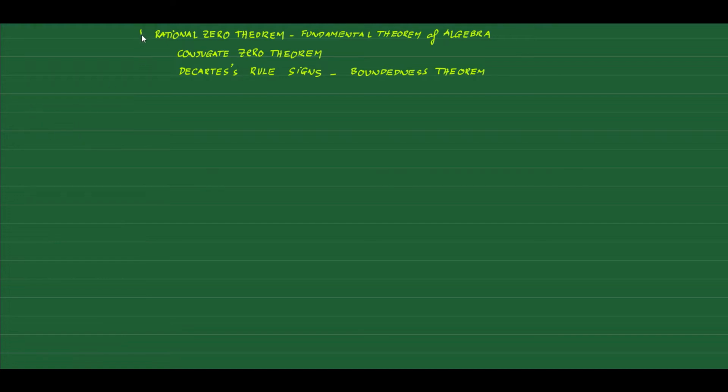So this is all the topics we have to cover in this video. Actually, in the last video, I already gave you a bunch of different examples, too many examples, right? It's good for you to practice. Now, in the first part, let's talk about the rational zero theorem.